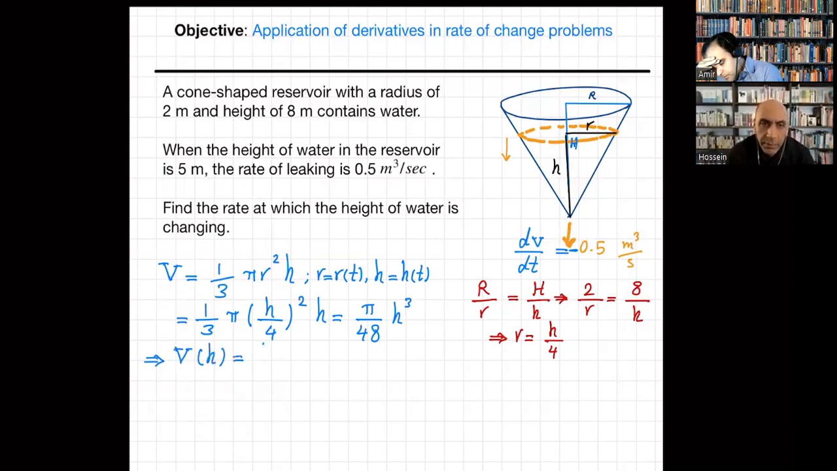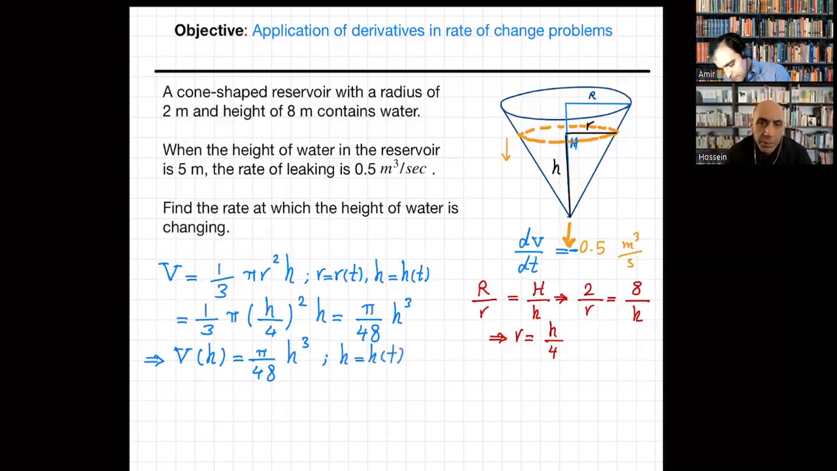So it is pi over 48 H cubed. Okay, so far we obtained the volume of the water inside the cone, which is in terms of H. And H itself is a function of time.